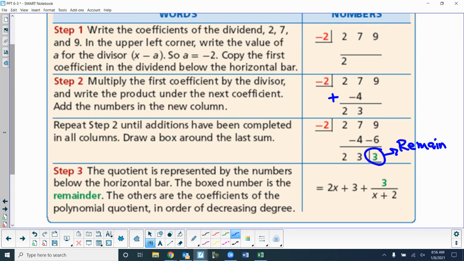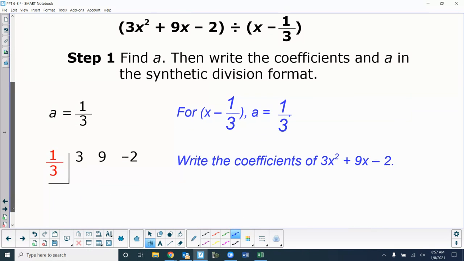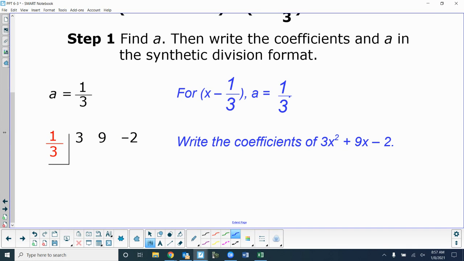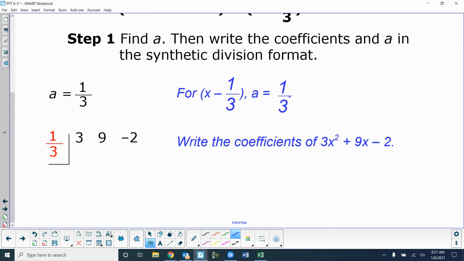Okay, so let's do another one. All right, do I have to add any zeros? No. All right. So since it was x minus a third, we got to put a positive 1/3 in our little box. Okay. I think it's on the next slide. No? Okay, I get to finish it. Good. All right, so I make my line. And then I drop the 3 below the line. That's the first one. Now what do I do with the 1/3 and the 3? Multiply. 1/3 times 3 is 1. That goes above the line.